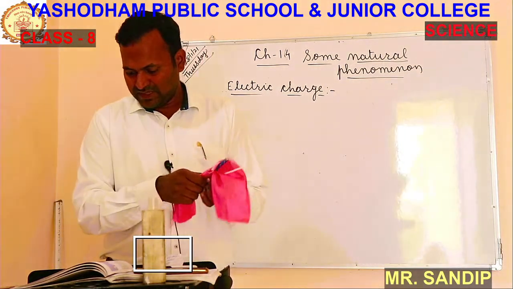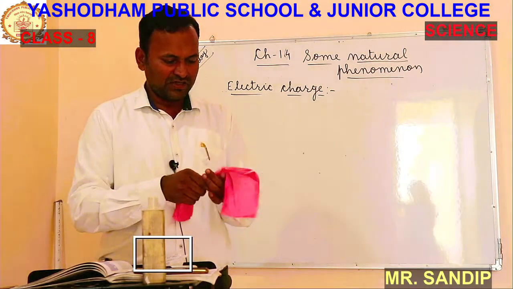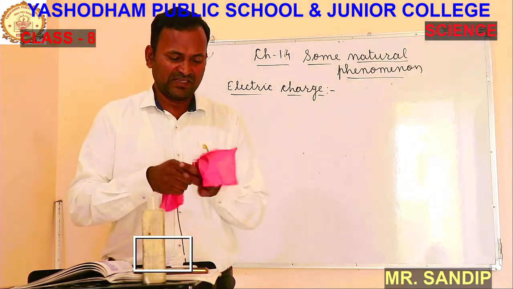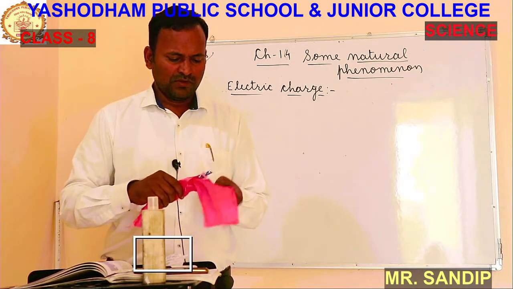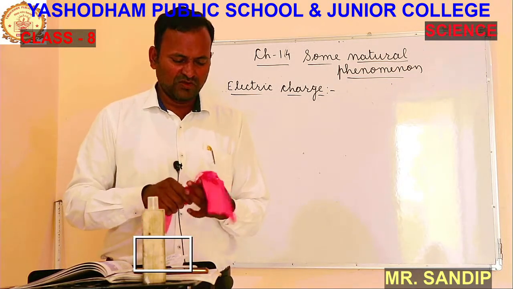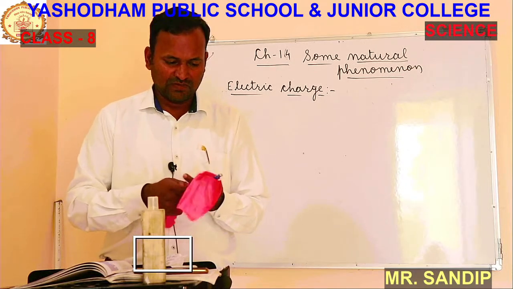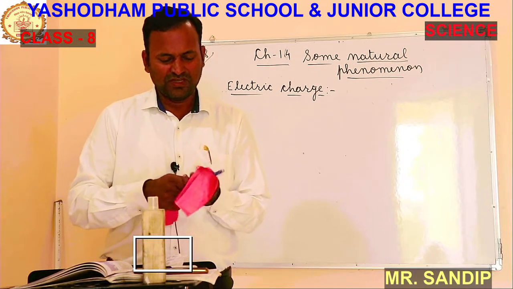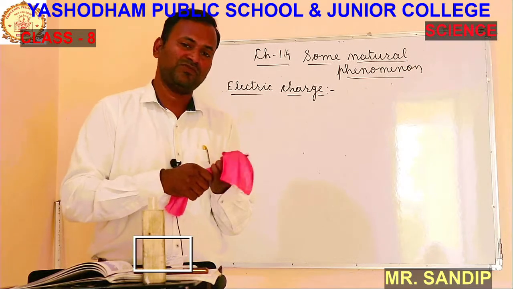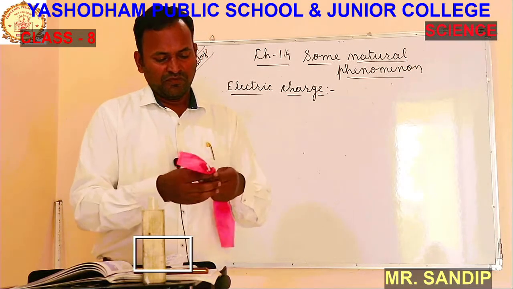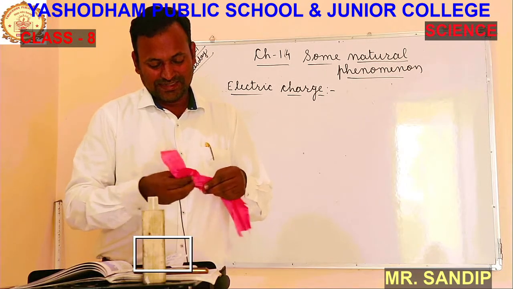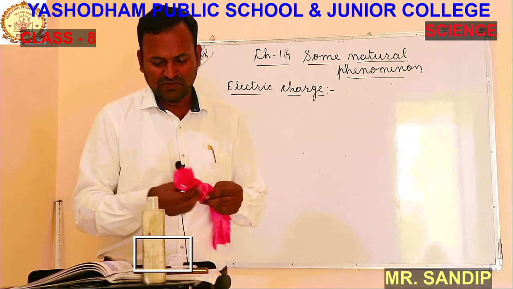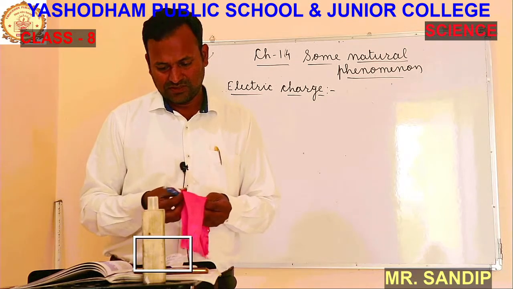When they started this observation, they used very basic elements. Nowadays we are not using that, they used amber. Amber was used to make ornaments. This started in BC, so it is very, very old. We don't know the name of the scientist who discovered these things, but these are our natural observations.